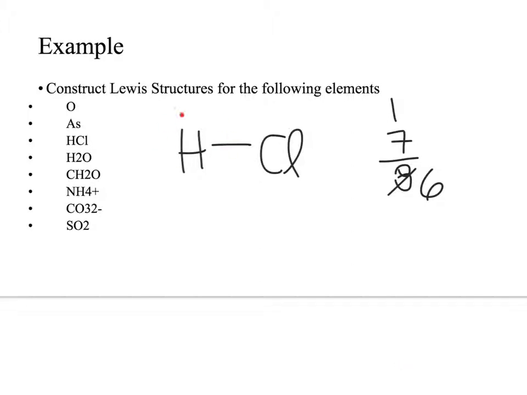Hydrogen has 2, and it's happy. Chlorine has 2, but it wants 8. So we need to actually put all 6 of these around chlorine. And that is our Lewis structure for HCl. It's a little weird, I know. You'll get it with practice. But let's try one more, and then I'll let you try a few.